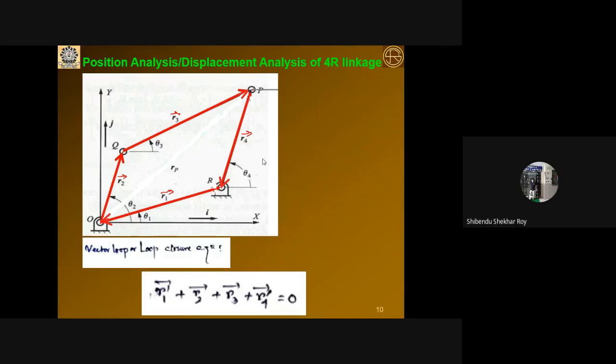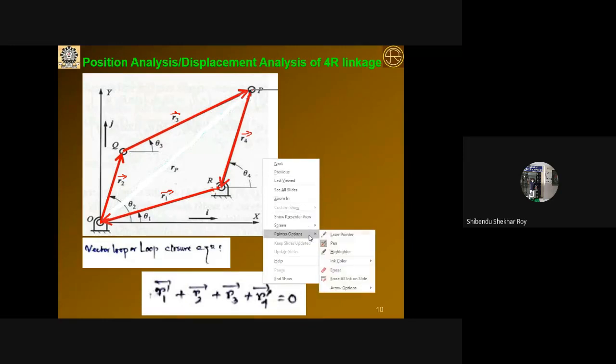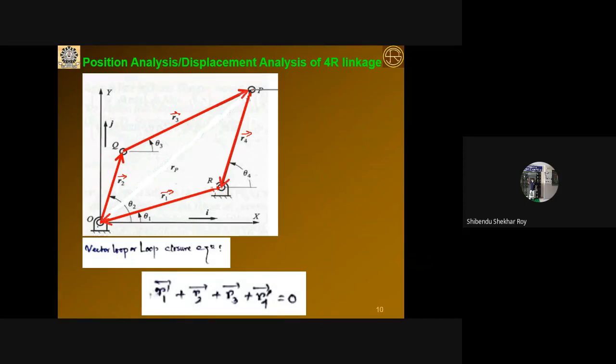So I just like to change the pointer color. So this is your tail end. In this tail end, this is the positive direction of the x. About this, anti-clockwise direction, you measure the angle, and this is your theta 2. Got my point?